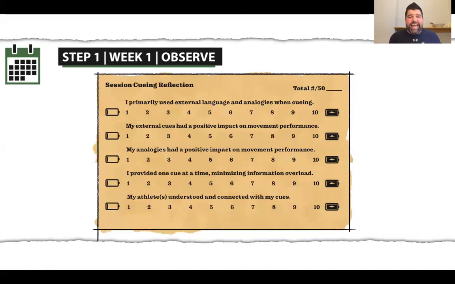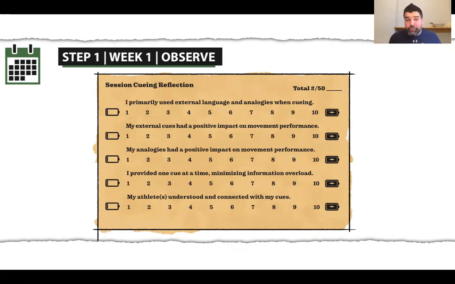Second, then, my external cues had a positive impact on movement performance. And you can think of that as external cues and analogies, meaning when you do give external cues and analogies, I want you to notice, are they having a positive impact? And equally, you could add another question. When I give internal cues, are they as effective? Especially if you try on set 1 an internal cue and on set 2 an external cue. You can play around, add questions. This is meant to simply be a starting point.